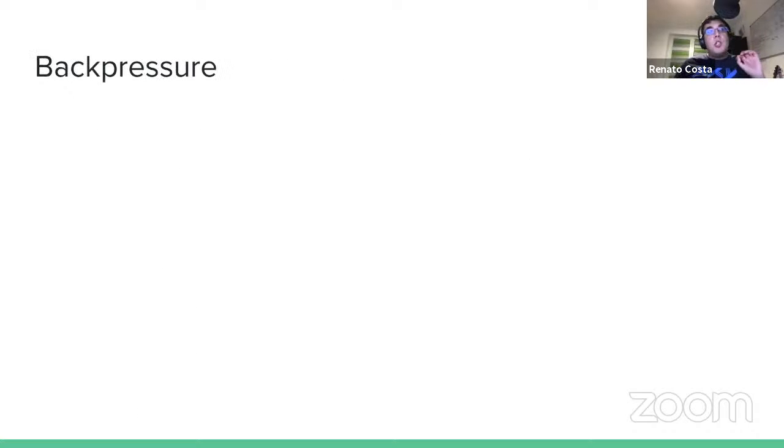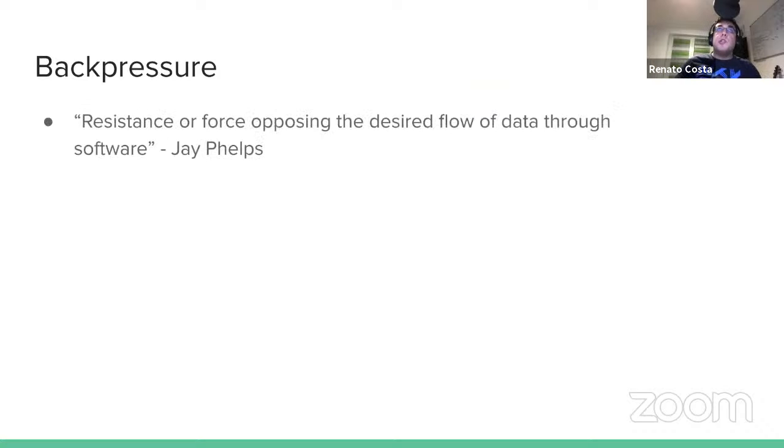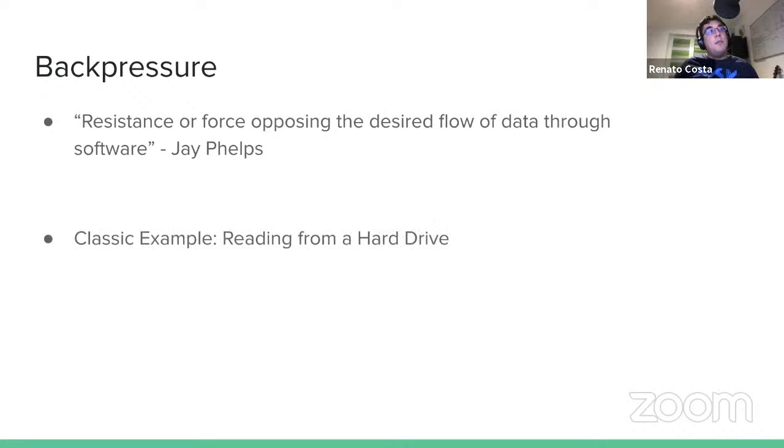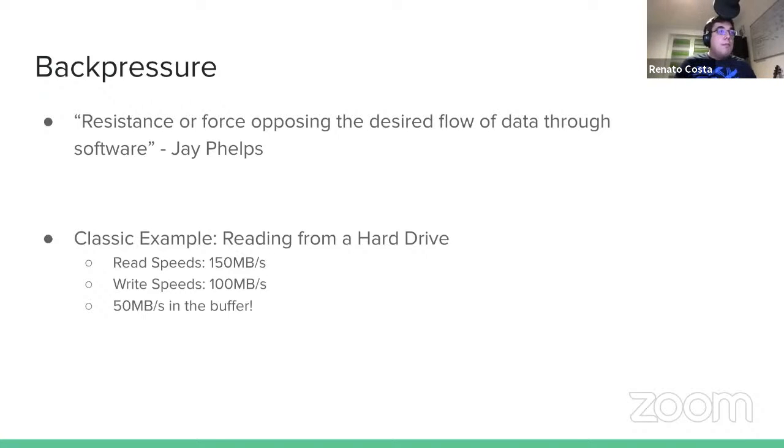Cool. Mentioning again just really quickly about back pressure. It's the resistance or force opposing the desired flow of data through software. If you think about piping in a house, that's more or less where we got the term. A classic example is reading from a hard drive, right? If you have a read speed of 150 megabytes per second, and you can only write at 100 megabytes per second, if you just try to do everything as fast as possible, you're always going to have 50 megabytes in the buffer, so to speak.